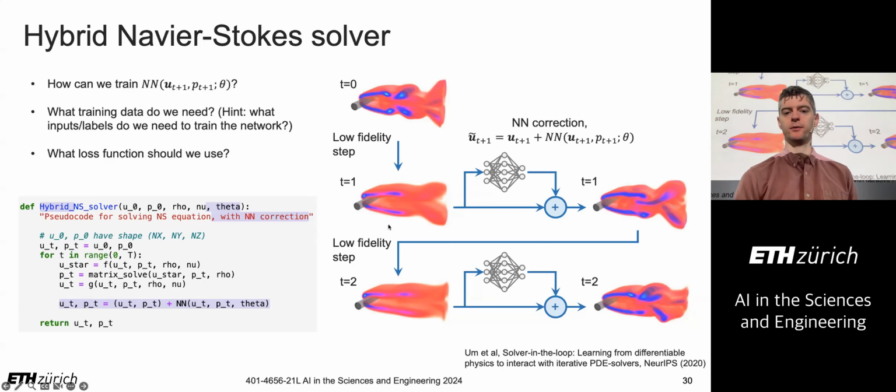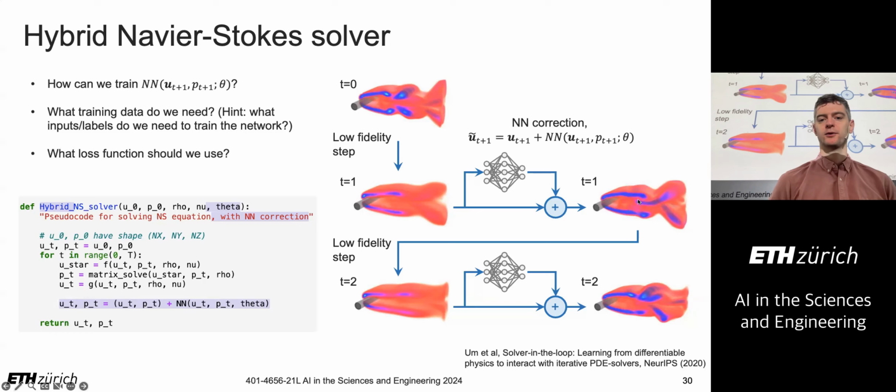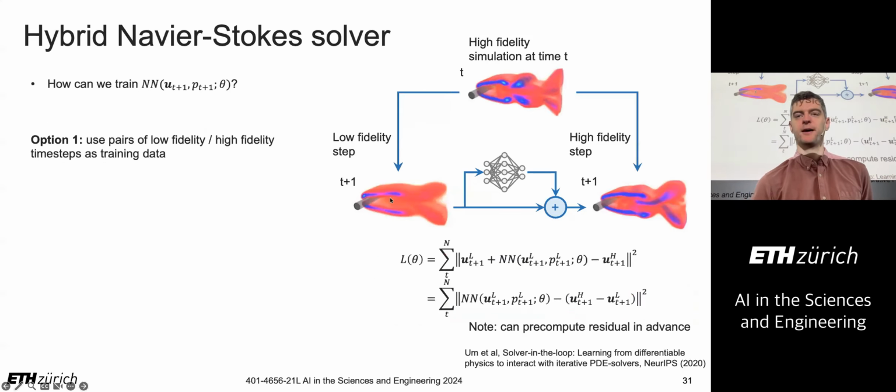So you're right that we want the output of the network to match the high fidelity solver. We're going to use that as our ground truth. So we can have a loss function which matches the output of the network to the high fidelity step. One way you could do that is to run a high fidelity solver with the same initial condition to get your labels. And so your input would be the low fidelity step. So I've got a picture of that basically.